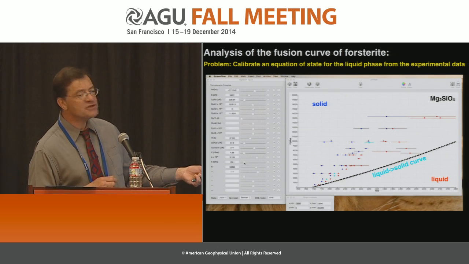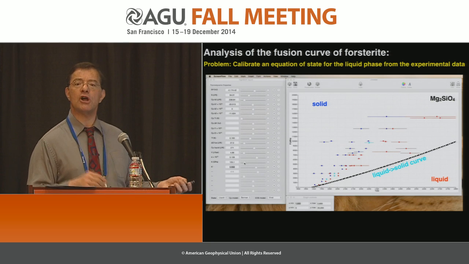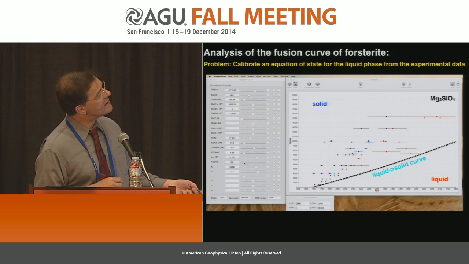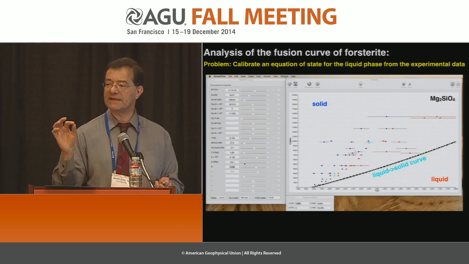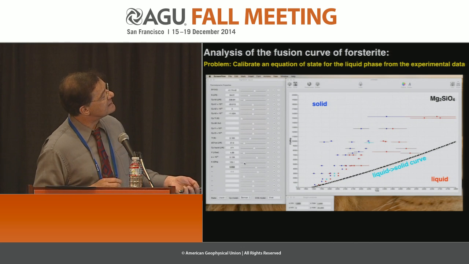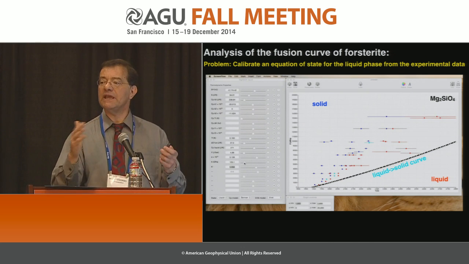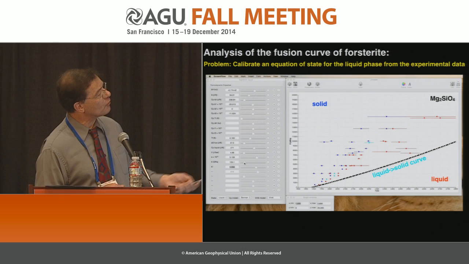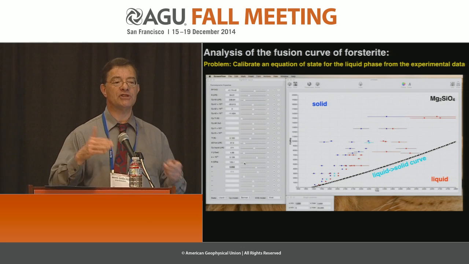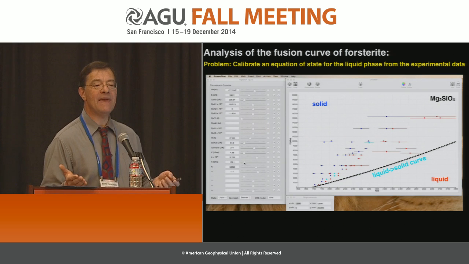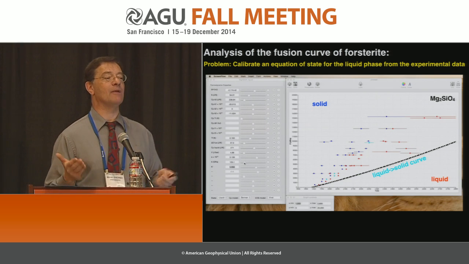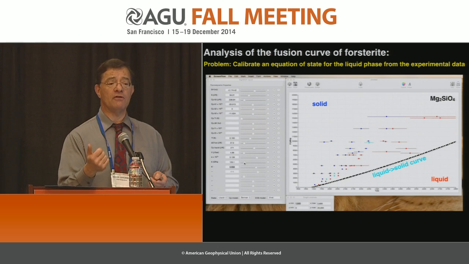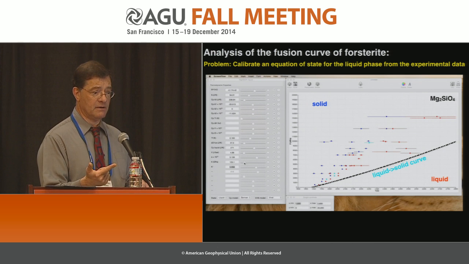The blue dots here, can you see the blue dots? You can see the blue dots. The blue dots are places where solid forsterite is stable in pressure temperature space. The red dots are places where liquid forsterite is stable in temperature pressure space. The cyan dots are places where you have presumably equilibrium coexisting between liquid and solid. This black curve here should go through the place on that diagram where the blue dots turn to red dots. The act of making the black curve do that is called calibrating the fusion curve. The fusion curve is going to be based on thermodynamic data for solid forsterite and liquid forsterite. All right?